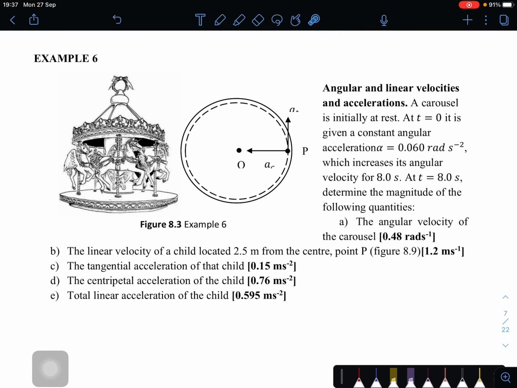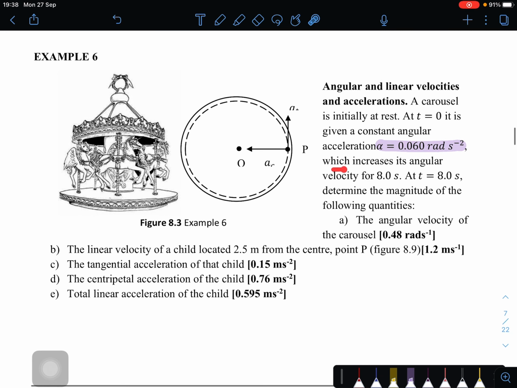Okay, next one, example 6. A carousel is initially at rest. At t is equal to 0 second, it is given a constant angular acceleration of 0.06 radian per second squared, which increases its angular velocity for 8 seconds. At t is equal to 8 seconds, determine the magnitude of the following quantities.